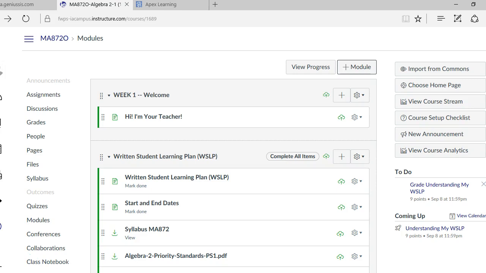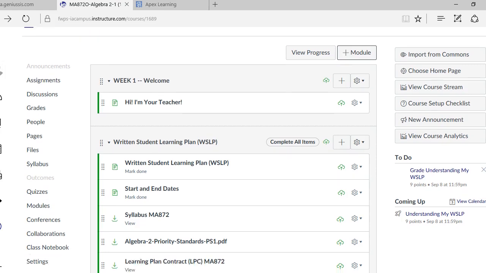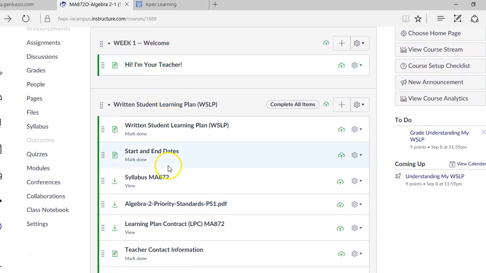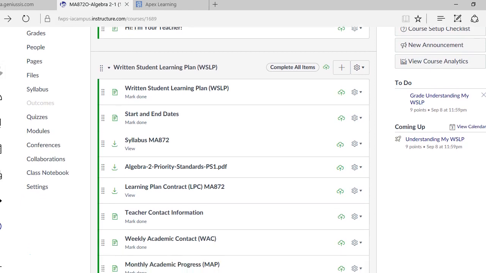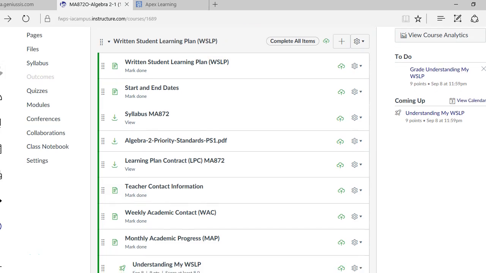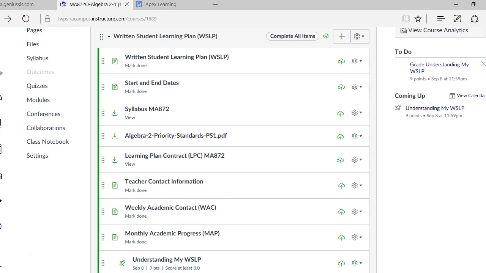I'm using an Algebra 2 course to illustrate the process, and the process is the same for all of the courses. As you get into your math course, you are going to notice that everything is grayed out until you complete the item in front of it. So you've got some introductory activities to complete. Learn about your written student learning plan, which is a requirement for alternative learning programs in the state of Washington, which Internet Academy is one of.